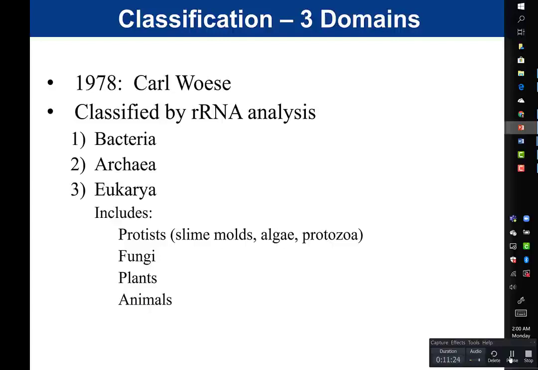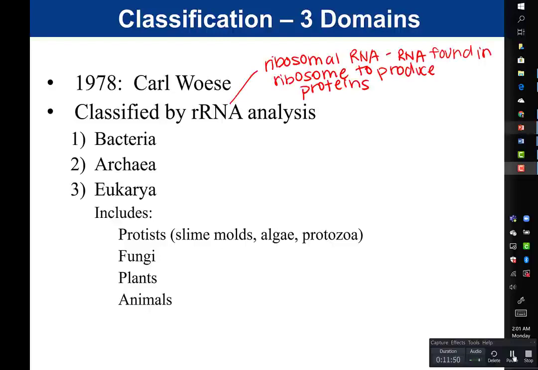Physically, there's a lot of variation between people. So we can't just simply look at things as a good way to classify organisms. And so our current system, what we call the 3-domain system, was classified by looking at ribosomal RNA.